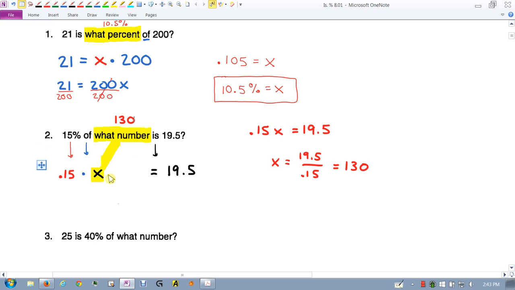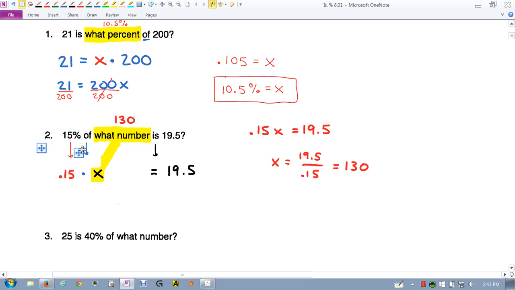Yes, you could check it here. But that would just check that you solved it correctly. It would not check that you set it up correctly initially. To do that, you need to go back to the word problem and see if it makes sense. So let's see if we can reason this. I'm not quite sure what's going to make most sense to you in your mind.